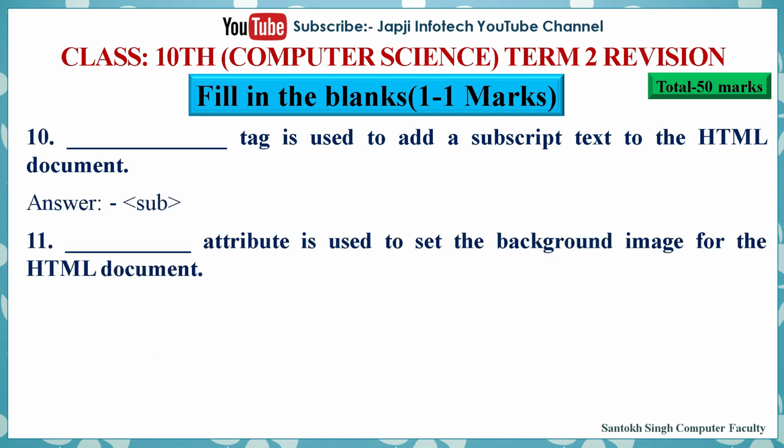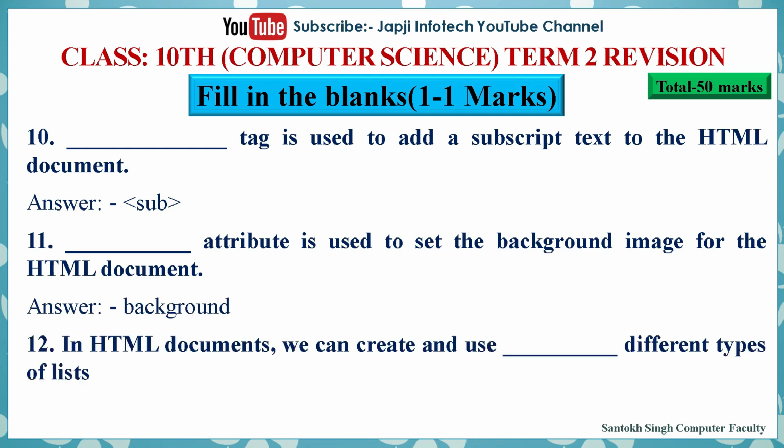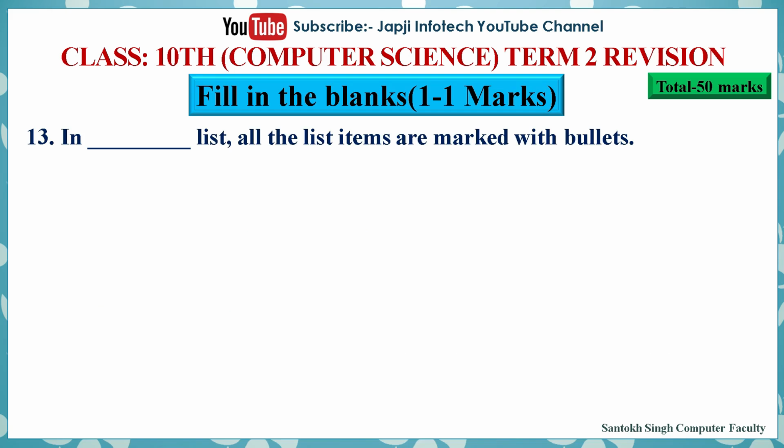And 11th one is dash attribute is used to set the background image for the HTML document. And the right answer is background attribute. 12th one is in HTML document we can create and use dash different type of list. And the right answer is 3. And 13th one is in dash list all the list items are marked with bullets. And the right answer is unordered list.